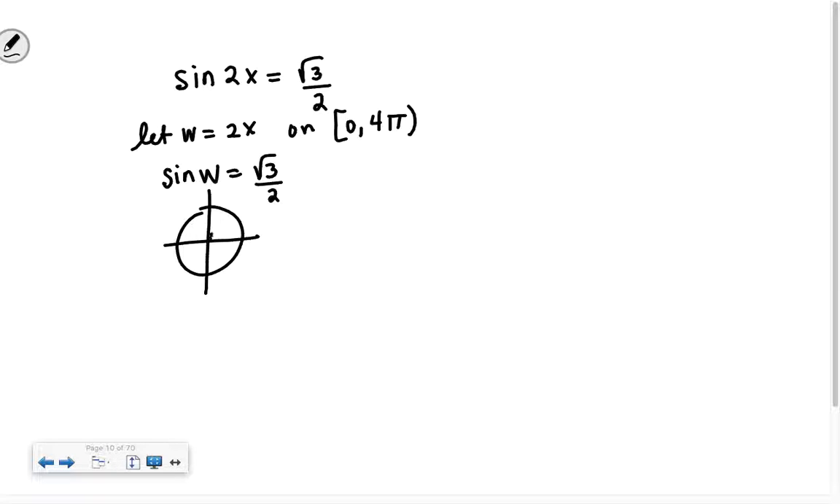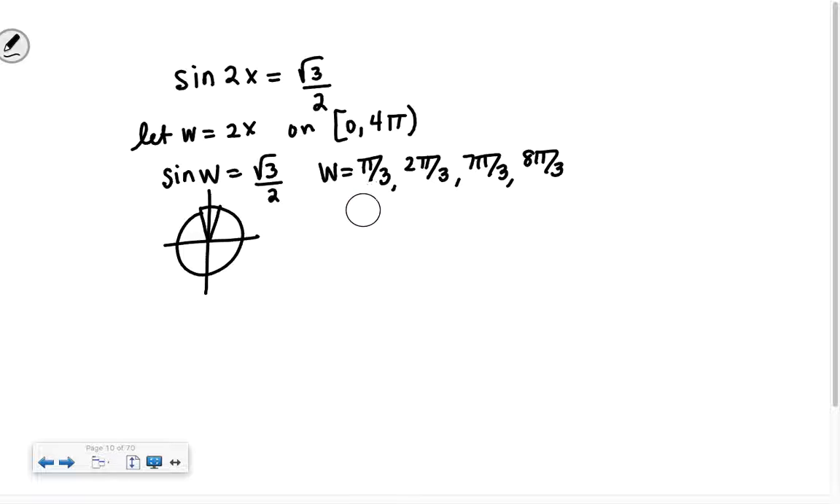Okay, so we know sine is equal to root 3 over 2 in 2 different locations. So we would get w equals pi over 3 and 2 pi over 3. But since we're going to 4 pi, we're going to go all the way around the circle again. If I was at pi over 3 and I add 2 pi to it to go all the way around again, what would I be at? 7 pi over 3, because we're adding 6 pi over 3, right? So we're also going to have 7 pi over 3, and if I add 6 pi over 3 to the next one, 8 pi over 3.